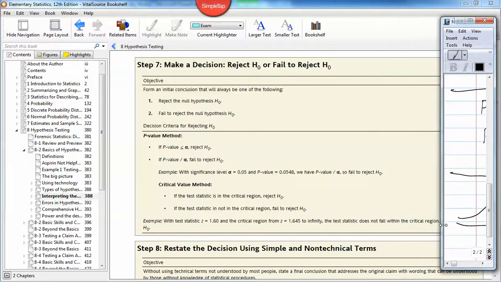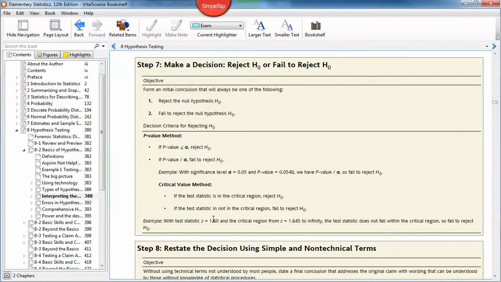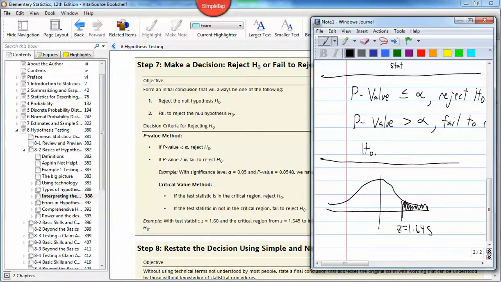Your text here has another example. It says if you have a test statistic of 1.60 and a critical region, Z equals 1.645 to infinity, then what we'd want to do is, okay, here's the critical region. A Z of 1.6 is going to be really close, but not in that critical region. That's the test statistic. So since it's not in the critical region, you would fail to reject H sub O.